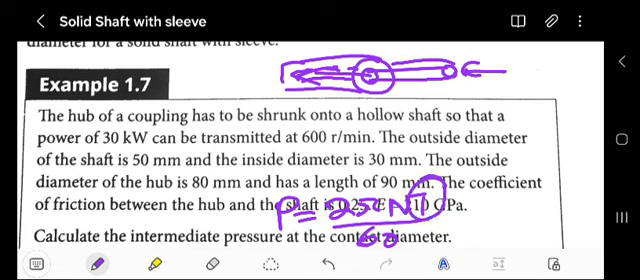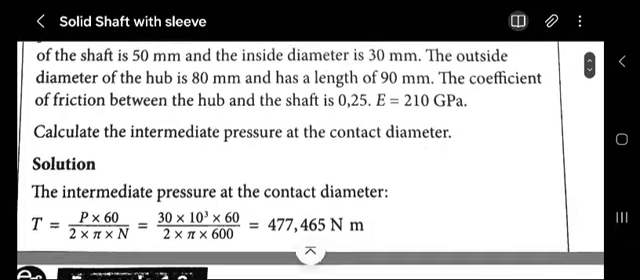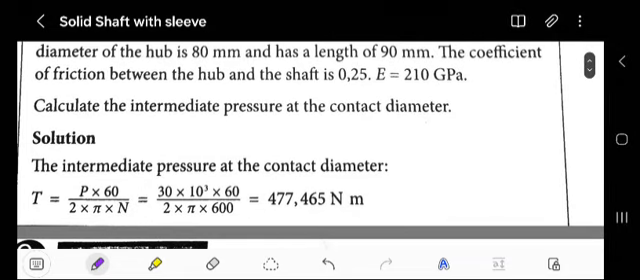Power. Given power. So this I will show you, guys. What I want to do for you is not this one. Here it's our thing here. Calculate the intermediate pressure. Even this is not complete. This is not the intermediate pressure. It's simply a torque.